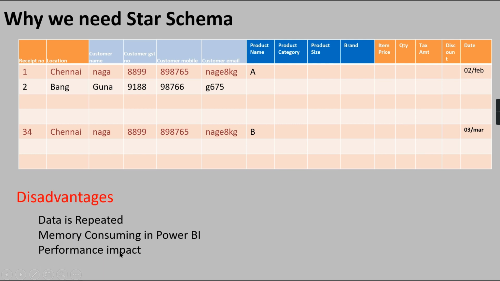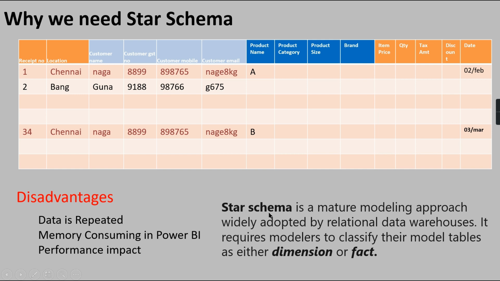So what are the disadvantages? Your data is repeated. Memory consumption in Power BI or in the data warehouse will be impacted, and obviously it will hit your performance. So what is the proper design? Star schema is the answer. It is the mature modeling approach widely adopted by relational data warehouses. That is the concept behind the star schema.